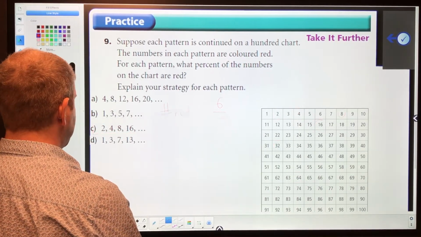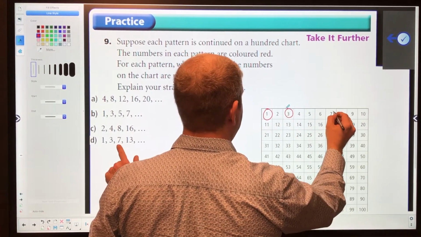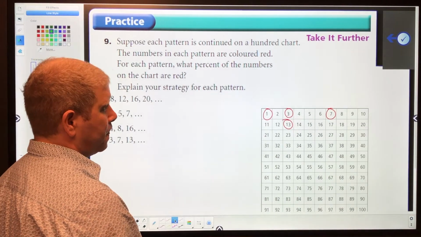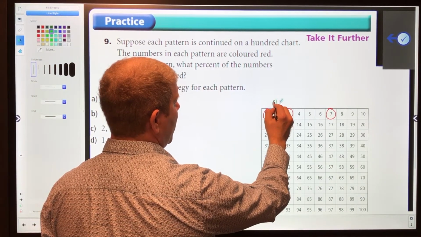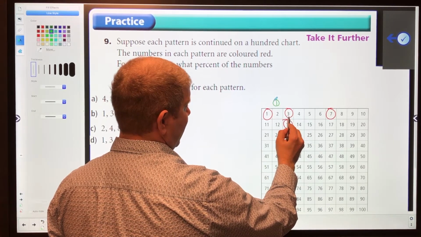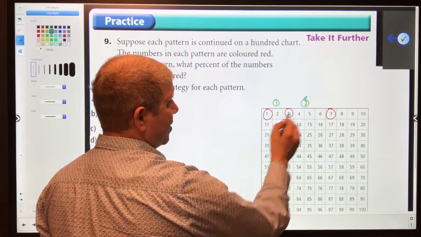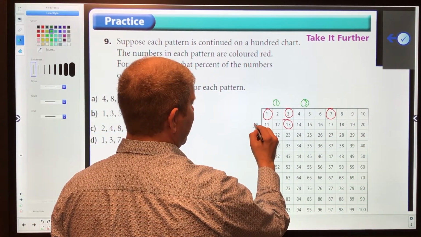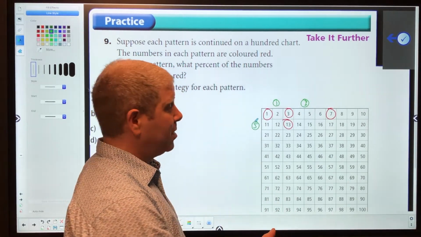And let's go to the last one. 1, 3, 7, 13. Okay, this one's a little trickier. I start with 1, then I skip 1. Then I get another red. Then I skip 3. Then I get another red. Then I skip 1, 2, 3, 4, 5. I'm just going to write that here in green. I skip 5. So the greens are how many I skip.